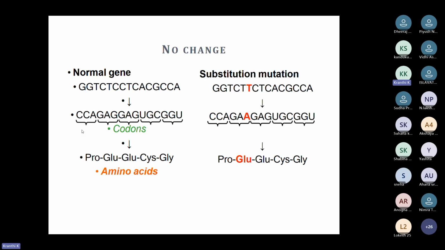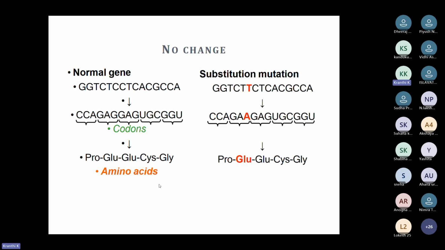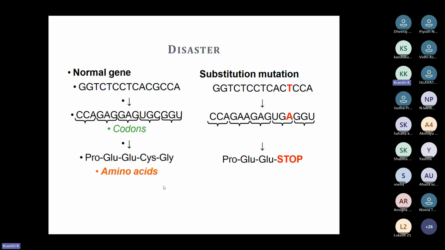So this codon is giving the same, and this codon is giving the same. Though there is a change in the base pair, the coding is the same, meaning you get the same type of amino acid. Sometimes, though there is a mutation, the amino acid formed will be the same. Here it is substitution affecting a single codon, and there is no change in the protein.